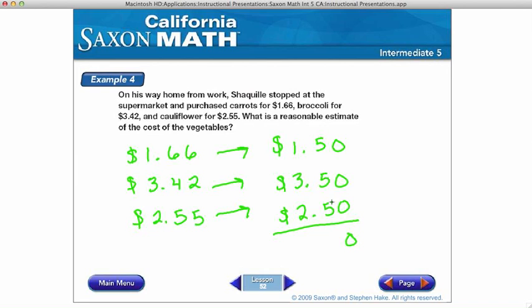So 0, 5, 10, 15, carry the 1, 1, 2, 5, 7. So a reasonable estimate would be $7.50. Make sure you have your dollar sign and make sure you have a decimal. Okay?